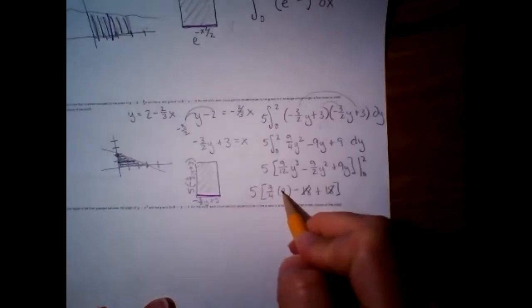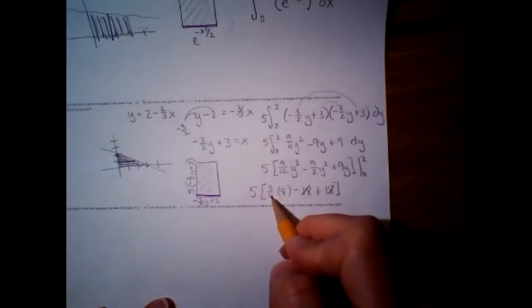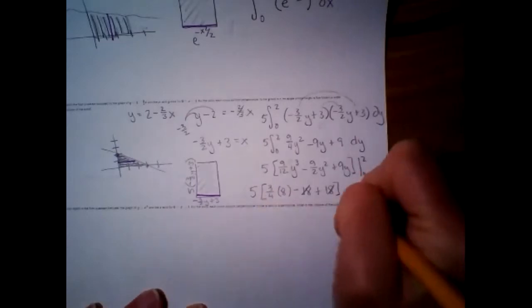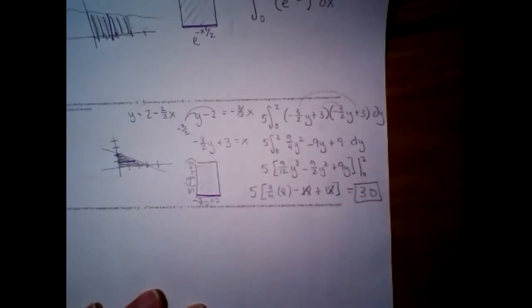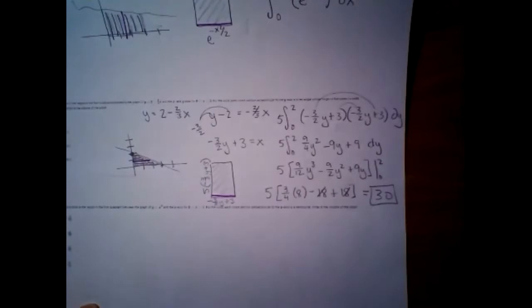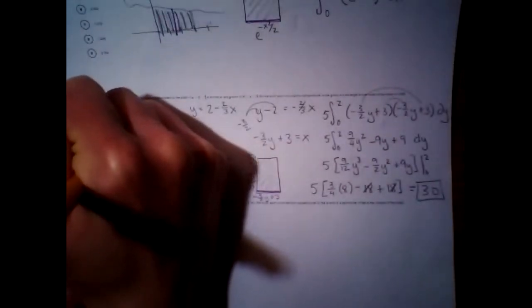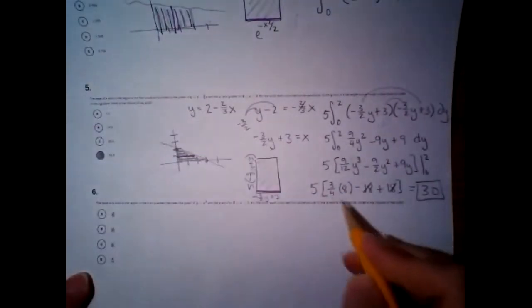8 times 3 is 24. 24 divided by 4 would be 6. And then 6 times 5 is 30. So 30 for our final answer there. So D. And sometimes you do have to fight through all that algebra and the arithmetic of multiplying all that together. All right, number 6.